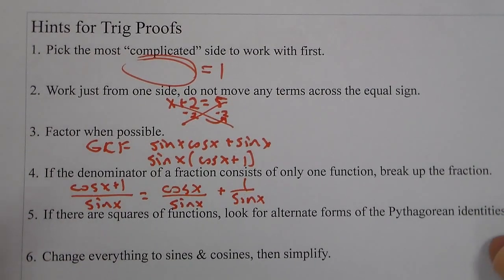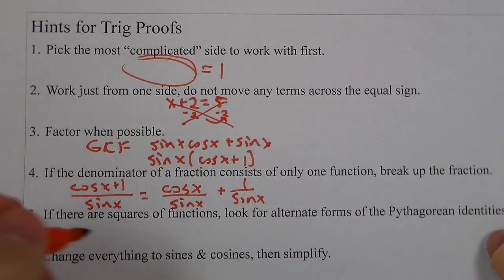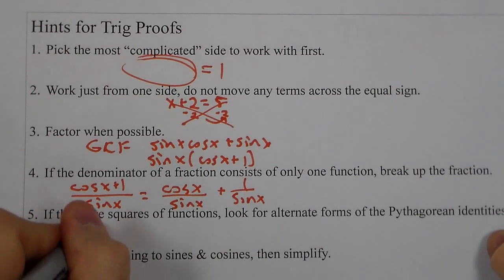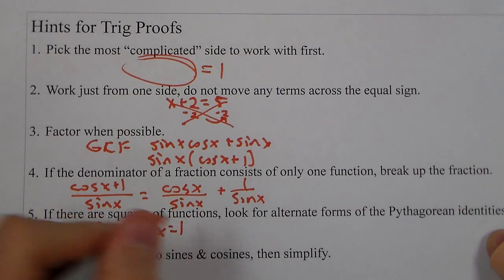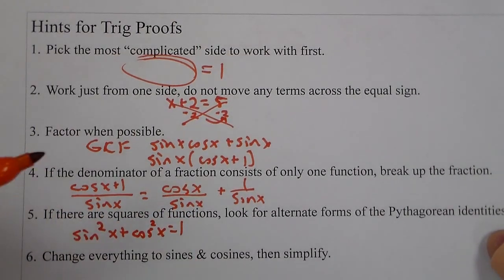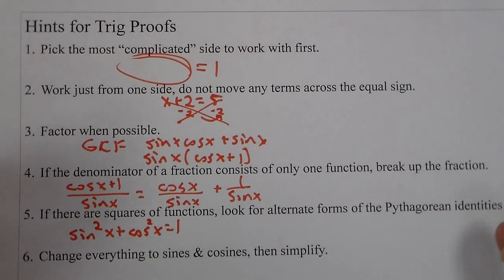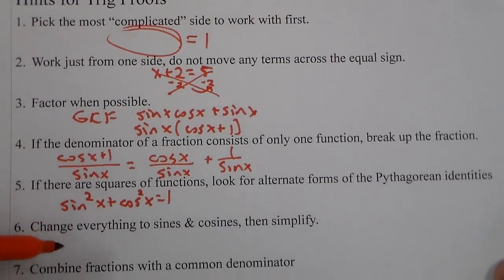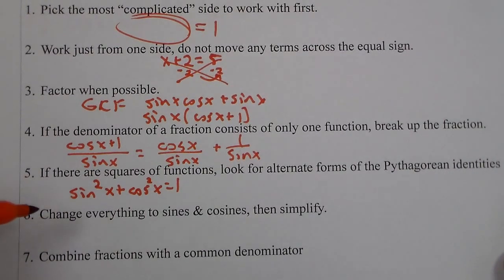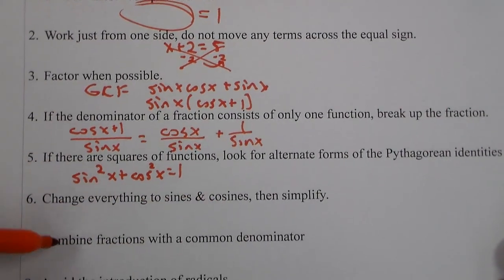If there's squares of functions, look for other forms of your Pythagorean identities. We have sine squared x plus cosine squared x equals 1. You also have the ones with cosecant, cotangent, secant, and tangent. Those may help us. Those are going to show up when we see squares, and especially like a squared plus 1 or a 1 minus a squared. Those we see. Change everything to sines and cosines and simplify. That is a nice thing we learned about when simplifying trig expressions. Sines and cosines usually help simplify.